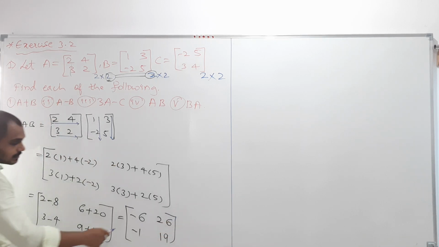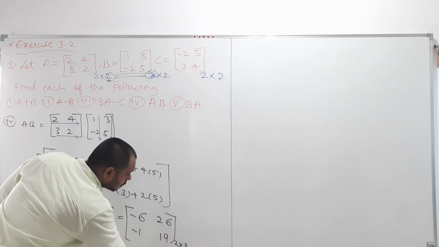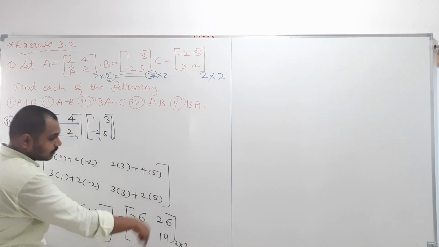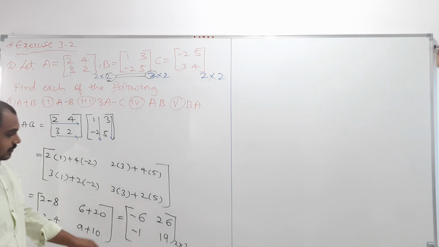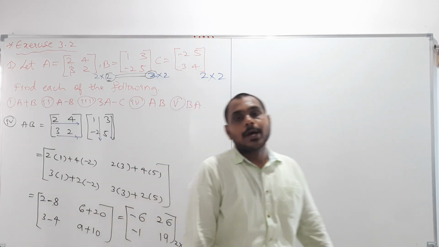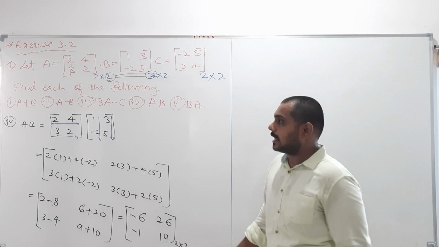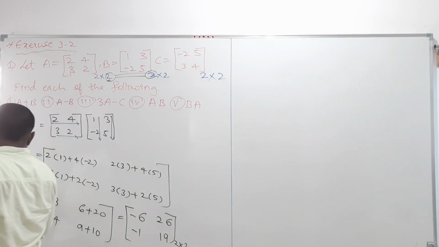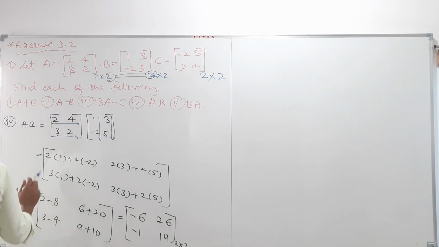Clear? Now what is the order of this matrix? 2 cross 2. This is the order of the resulting matrix. I hope you understood. This is your AB value. And next I am going to discuss the BA value.